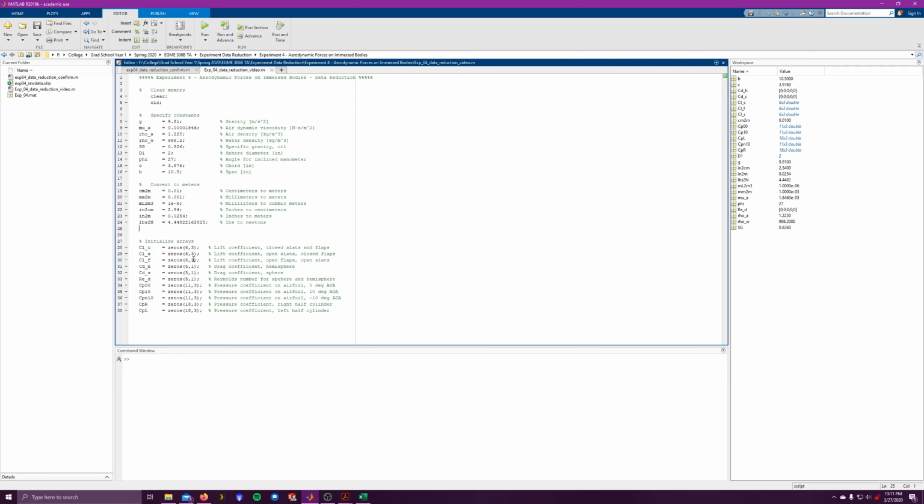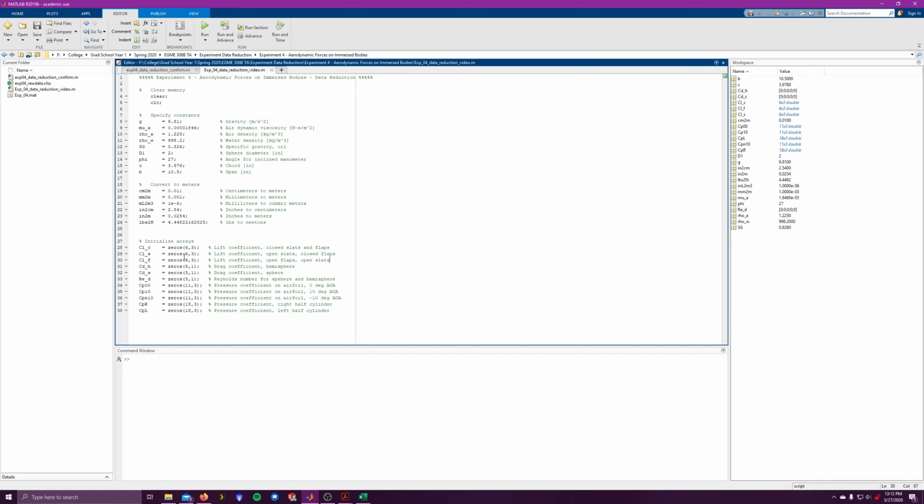Okay, then I've initialized my arrays. So these first three lines are for the lift coefficient for the airfoil. The first one is for closed slats and flaps. The second one is for open slats and closed flaps. And then the third one is fully open, so the flaps are open and the slats are open.